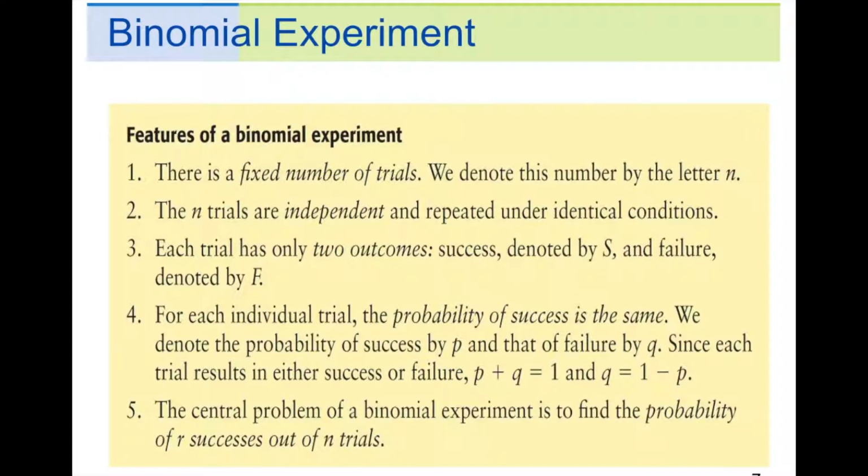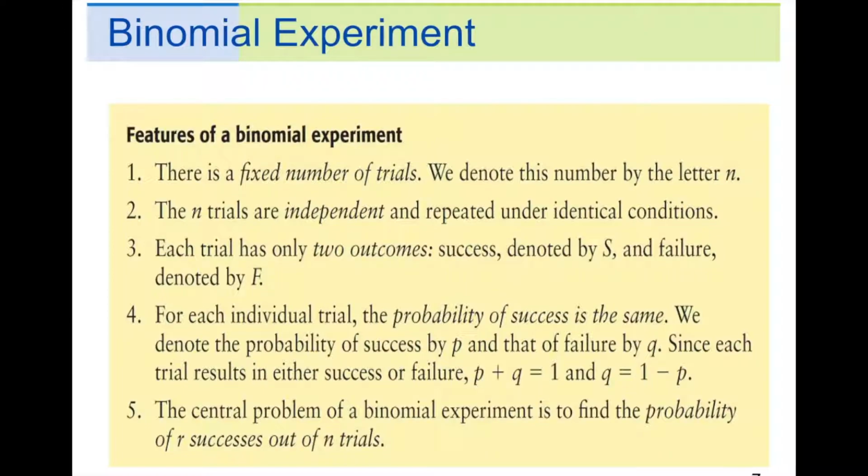Here are the features of them. There's a fixed number of trials. We denote this number by the letter n. The n trials are independent and repeated under identical conditions. Each trial has only 2 outcomes, success, denoted by S, and failure, denoted by F. For each individual trial, the probability of success is the same. We denote the probability of success by P and that of a failure by Q.